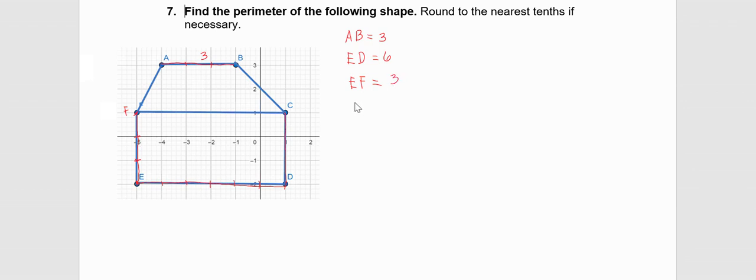To determine the length of line segment CD, we also count the number of units from point C to point D. So from point C, we have 1, 2, 3 units.